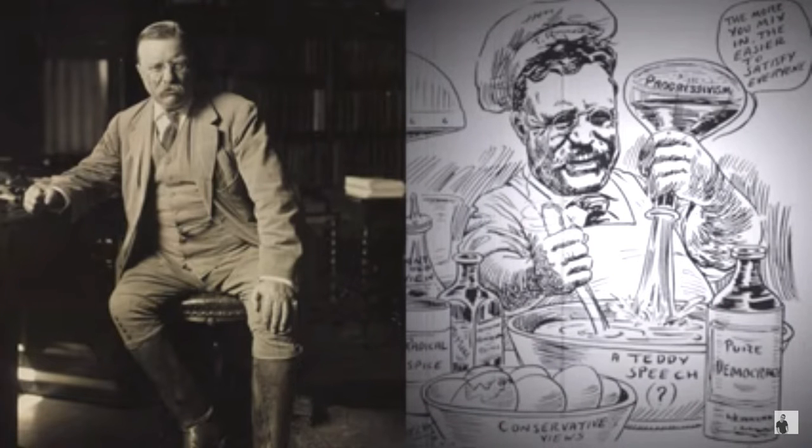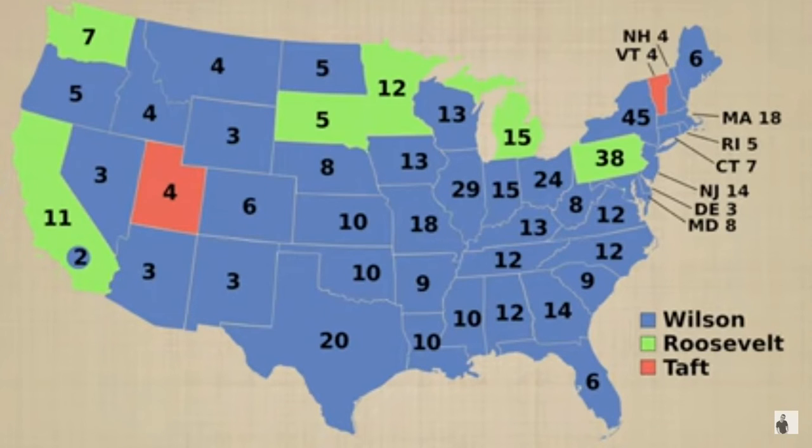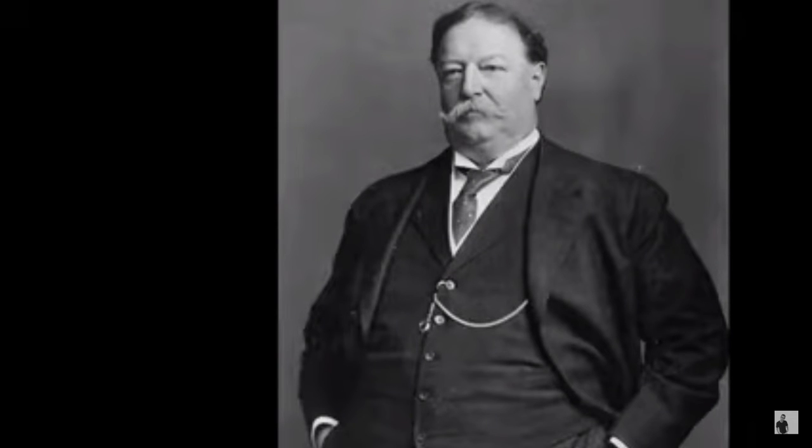This was the last presidential election in which a candidate who was not a Republican or Democrat came in second place in either the Electoral College or popular vote. In third place, William Howard Taft, with just 8 electoral votes and 23.2% of the popular vote.